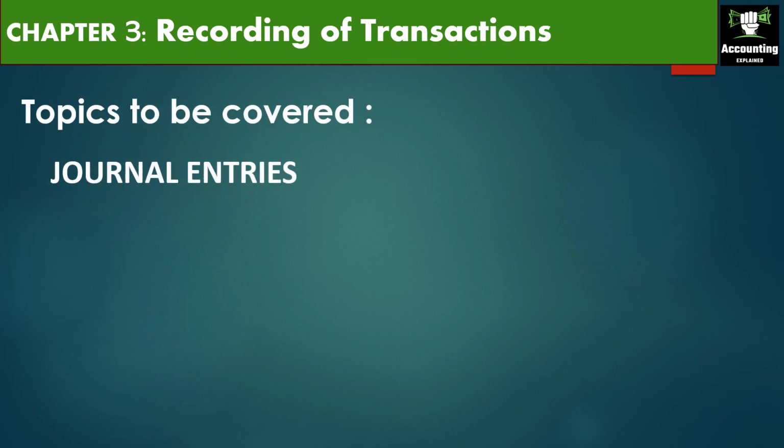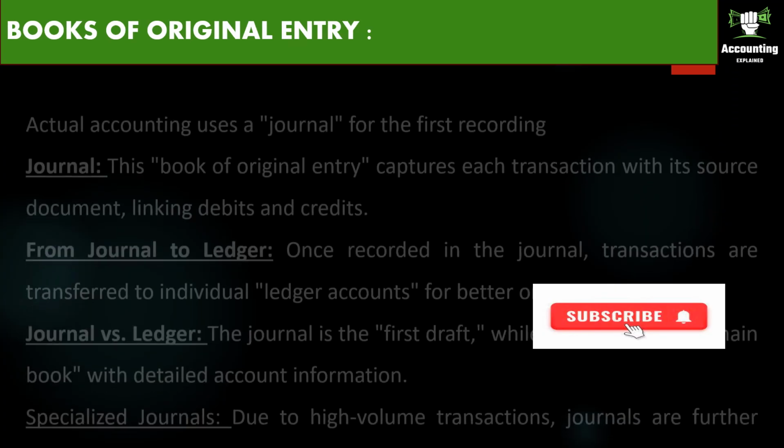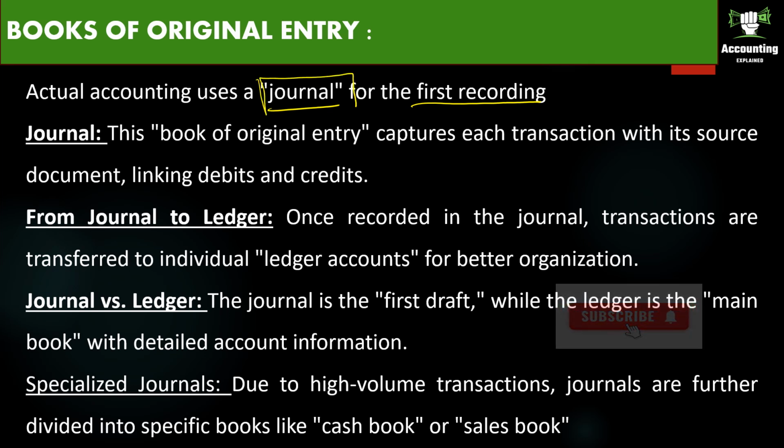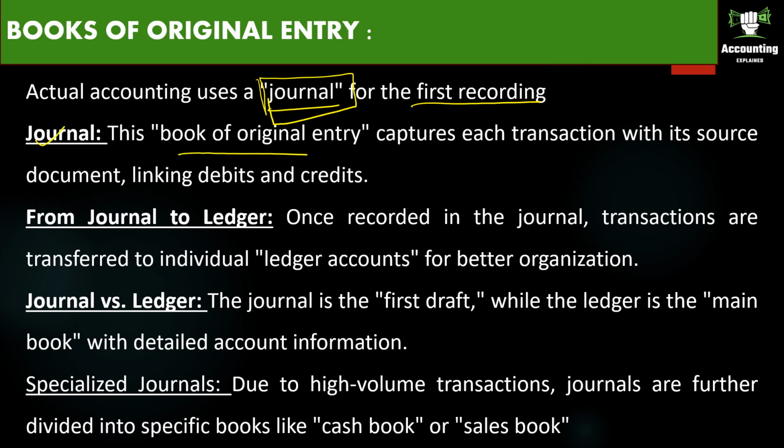Today we are going to learn about journal entries. Actual accounting uses the journal for the first recording. So when you want to record a transaction first, it starts with the journal. Another name for the journal is book of original entry. It captures each transaction with its source document. Source documents are the vouchers which we maintain, linking debits and credits. So from the journal entry, we are going to start the debiting and crediting.